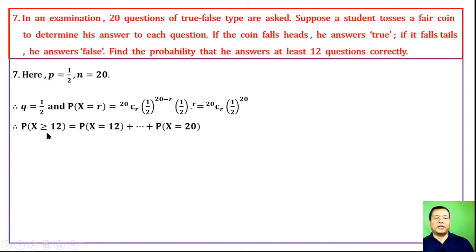P of X greater than or equal to 12 means we combine P of X equal to 12 up to P of X equal to 20, whose values are this into this. We have to take 1 by 2 to the power 20 common, taking it out we get within the bracket 20 C 12 plus 20 C 13 up to 20 C 20.